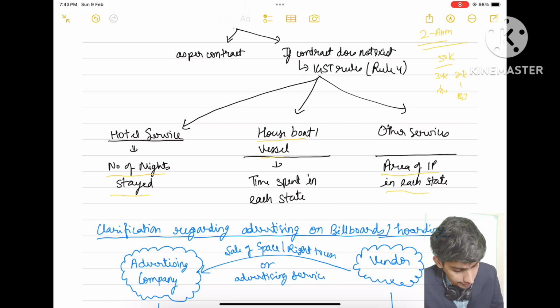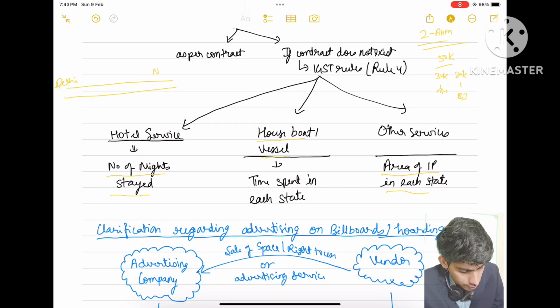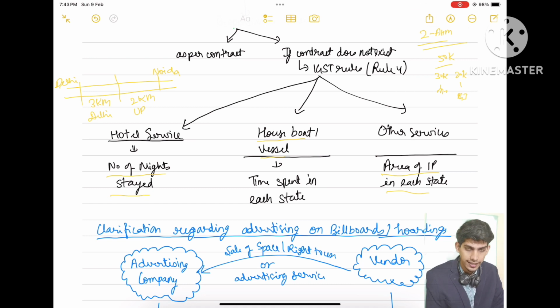Let's say a road has been built from Delhi to Noida. So 3 kilometers of road is in Delhi and 2 kilometers of road is in UP, which is Noida. So in this service, construction of road services, we will divide the consideration in 3:2 and divide the GST accordingly.